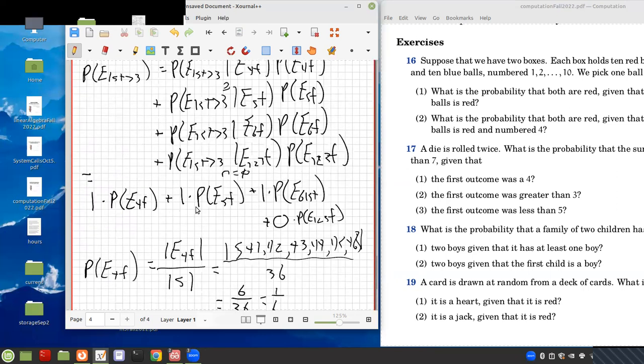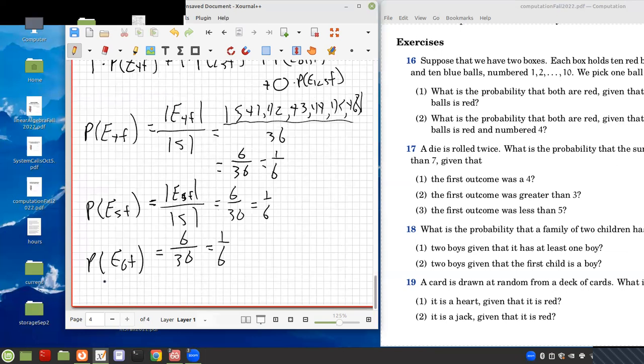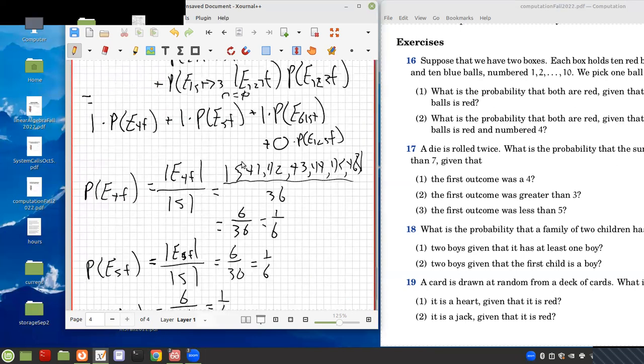So the probability that the first one is greater than a 3 is going to equal 1/6 plus 1/6 plus 1/6 equals 3/6 equals a half. And then we could go back and check.